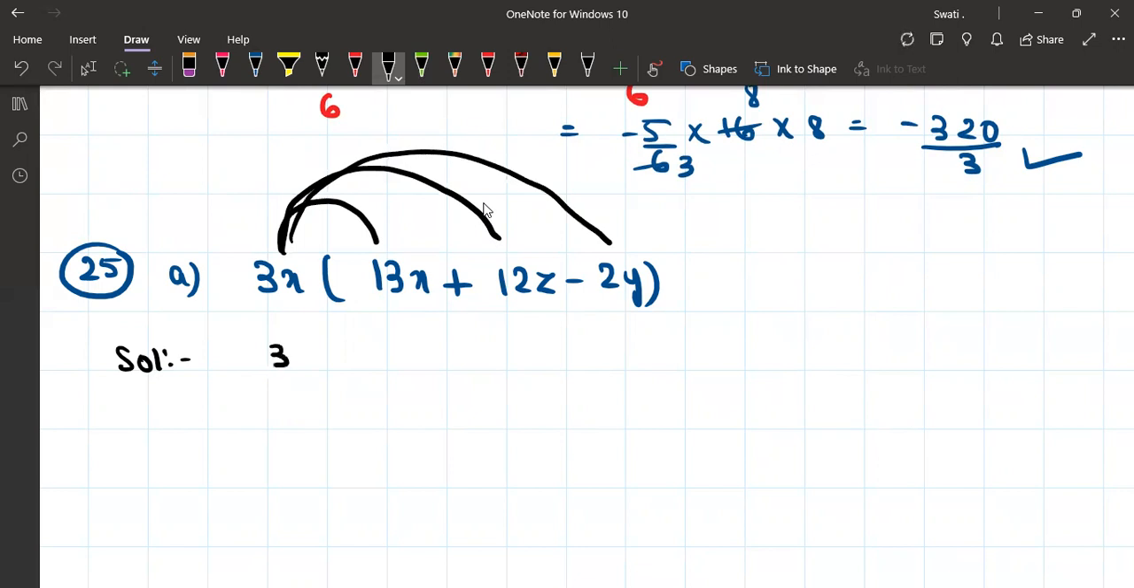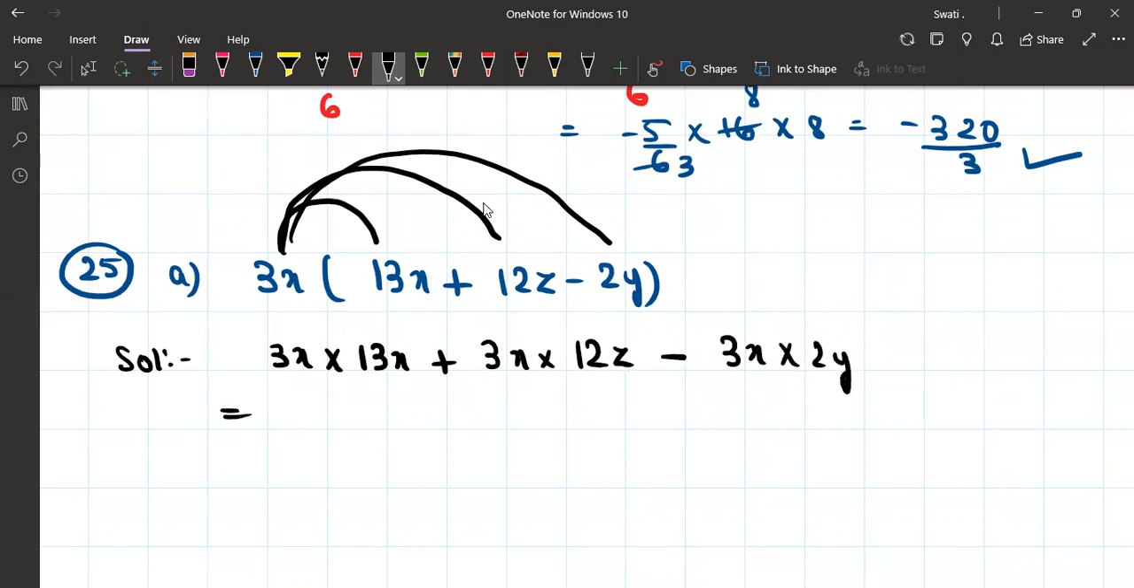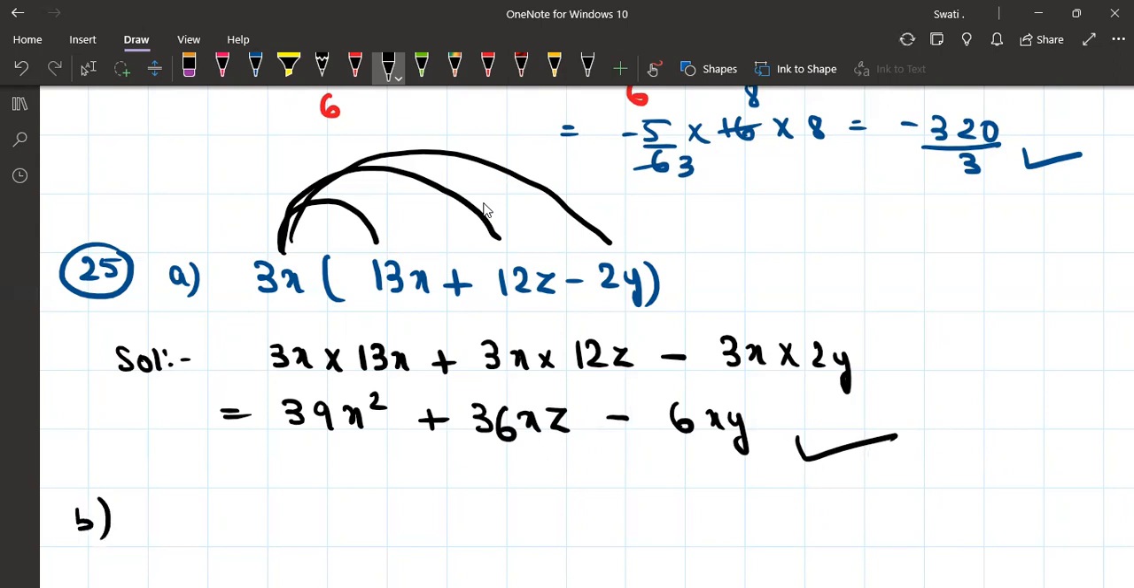Okay, this will become 3x times 13x plus 3x times 12z minus 3x times 2y. So clearly 3x times 13x, that means you will multiply 3 times 13, that is 39, and x times x is x squared. And this will become 3x times 12z, so that means 3 times 12, that is 36, and x times z, that is xz. And minus 3 times 2 is 6, and x times y is xy. This is the answer.